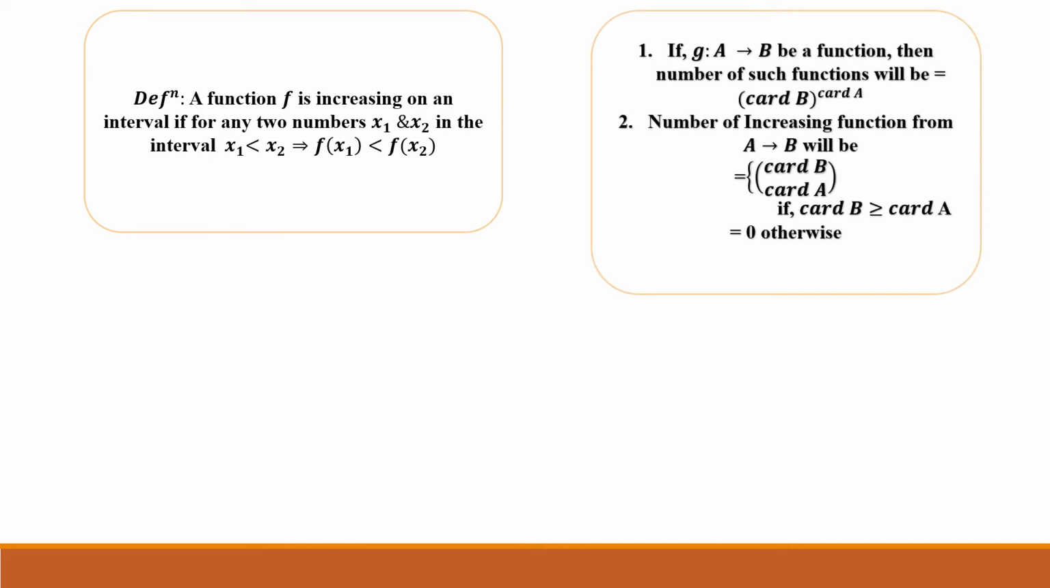Next, there are 2 properties. First one, if g: A to B is a function, then the number of such functions will be cardinality of B to the power cardinality of A. And second, the number of increasing functions from A to B will be cardinality of B choose cardinality of A, if obviously cardinality of B is greater than or equal to cardinality of A, and 0 otherwise. So using these 2 properties we try to solve the problem.